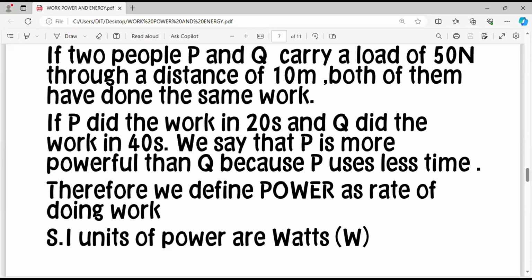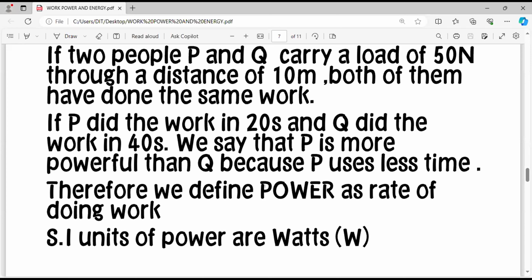Time. For example, if you are home, you and your sibling, and they tell you to carry a 20-liter jerry can from one place to another. And for you, you carry it maybe in 2 minutes, then your brother carries it in 10 minutes. We will say that you are more powerful than your brother because you have done your work in less time.